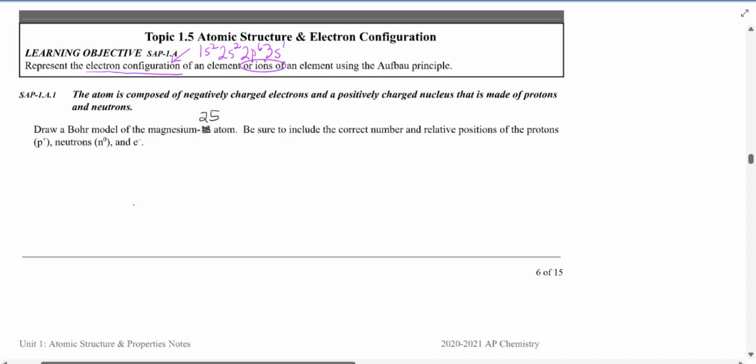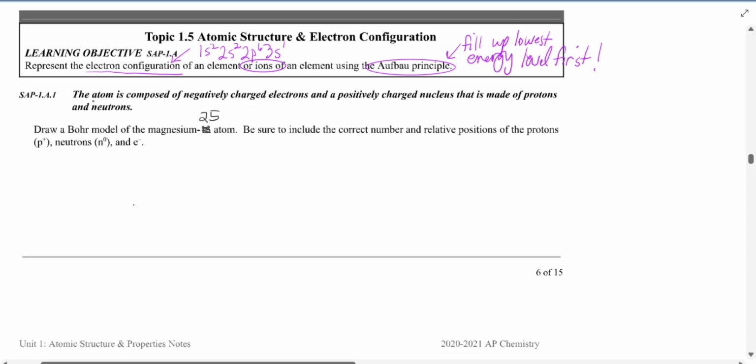You need to be able to do both, and I'm going to show you how to do both, of an element using the Aufbau principle. Basically the Aufbau principle says that you need to fill up the lowest energy level first. And we're talking about electrons. We'll get to that in a little bit.